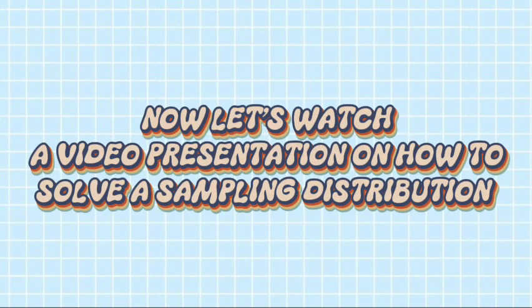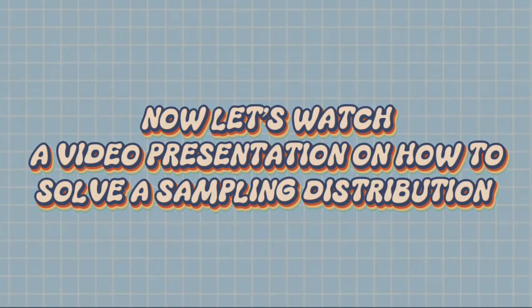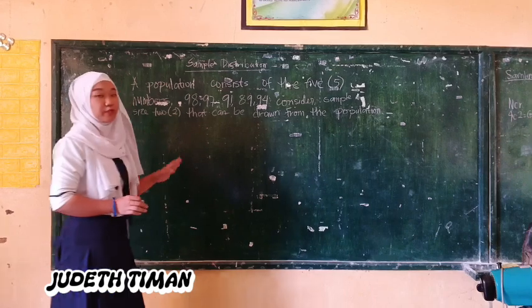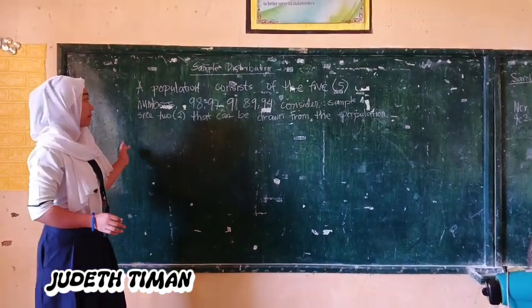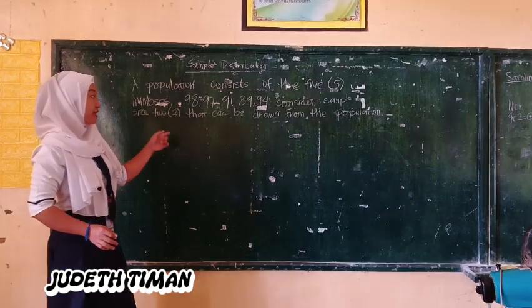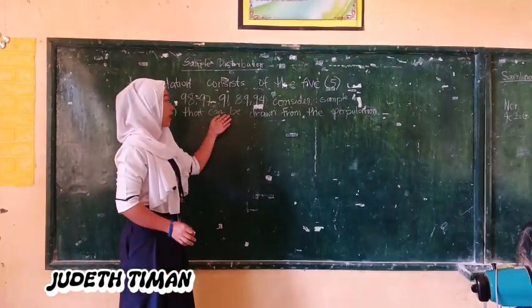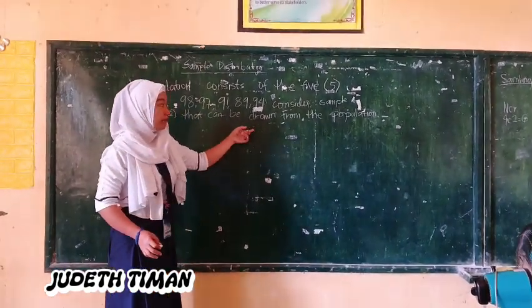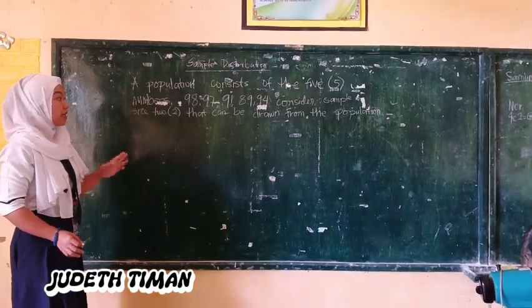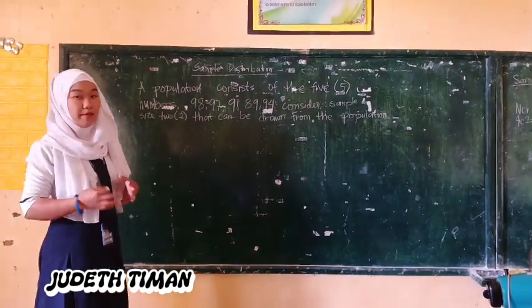Now, let's watch a video presentation on how to solve a sampling distribution. So, hello everyone, we have our sample distribution right here. Our population consists of 6 numbers: 98, 97, 91, 89, 90, and 94. Consider a sample size of 2 that can be drawn from the population.